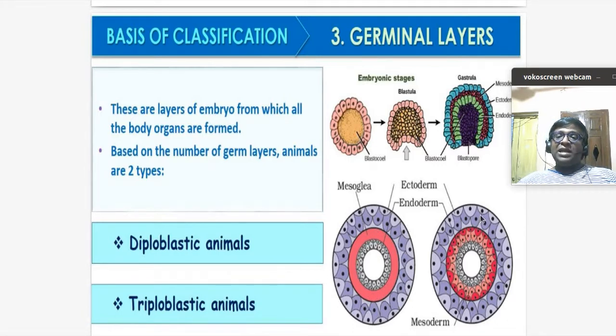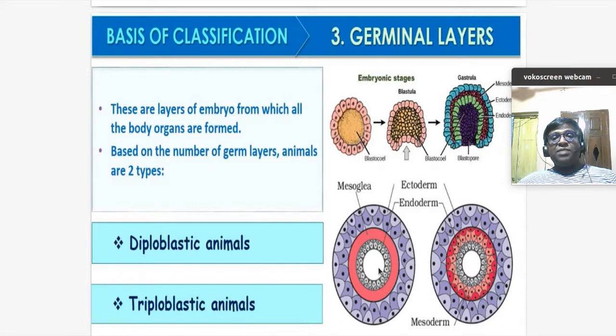In triploblastic animals, they have three layers. That is the outer ectoderm, middle mesoderm, they have a cellular layer in mesoderm, and inner endoderm is there. So such animals with three germ layers, we call them triploblastic animals. Animals with two germ layers, and in between the ectoderm and endoderm they have this mesoglea, we call such animals as exhibiting diploblastic organization.